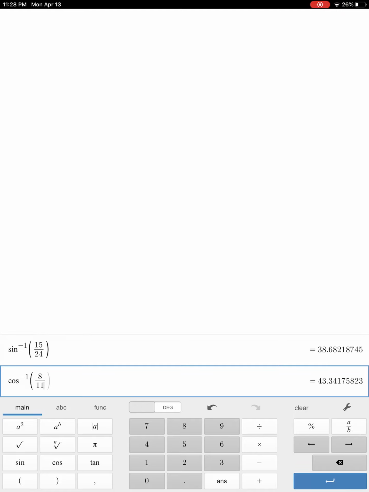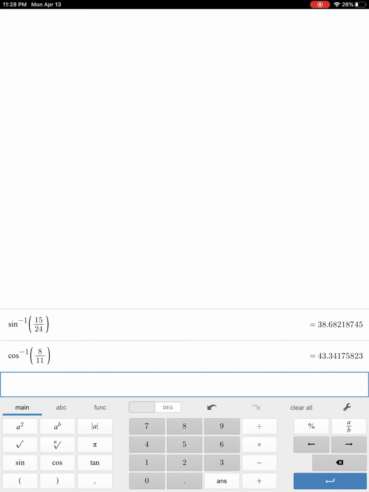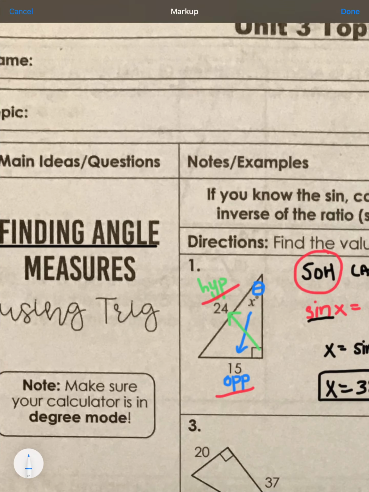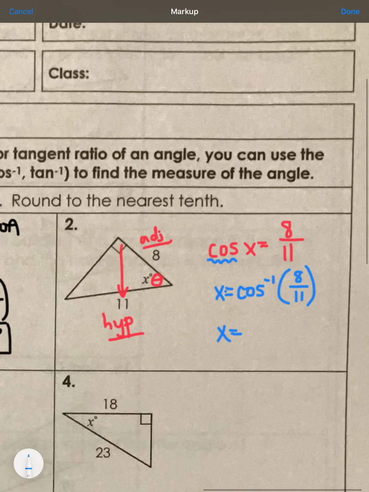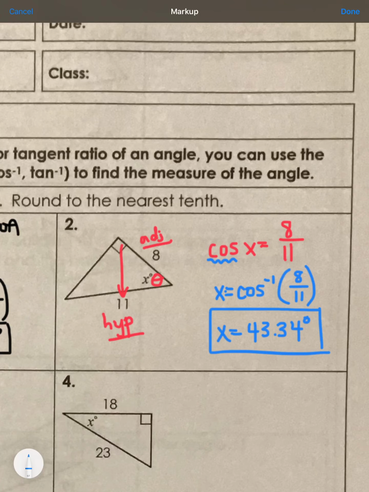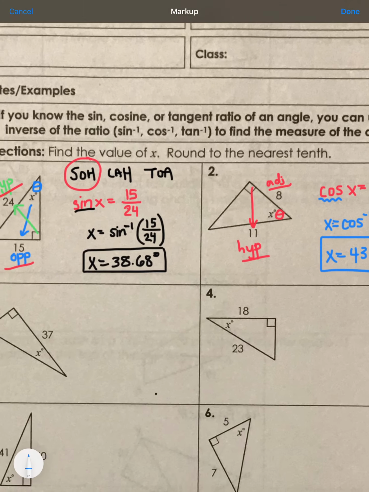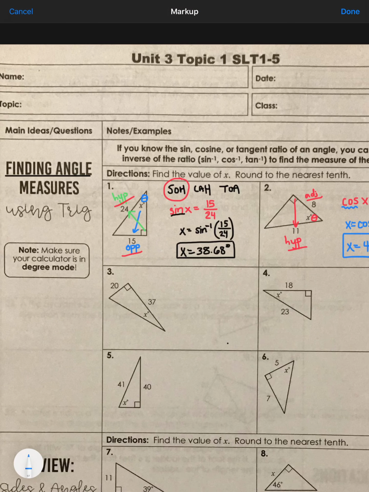So put that in Desmos. You go to function, inverse cosine, back to main of 8 divided by 11. So 43.34. And remember, we're finding an angle, so it's in degrees.